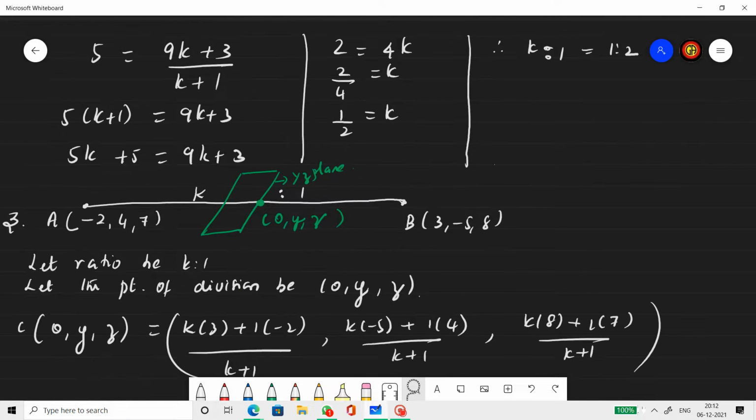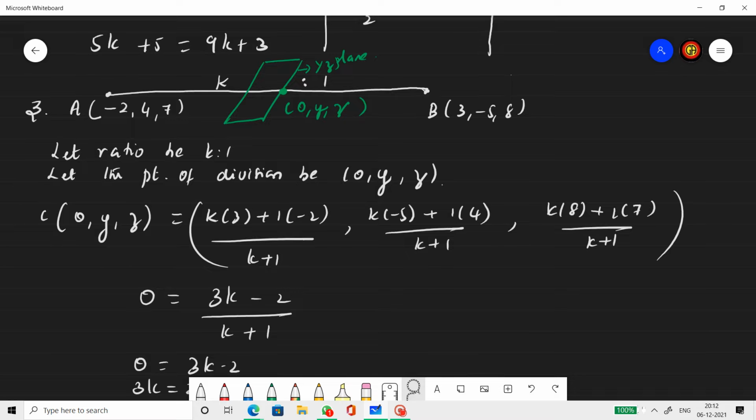Okay. Now the next question. The next question goes like this. A line segment joining A and B is divided by the YZ plane. Find the ratio by which it divides and also find the point of division. Hope you understood. A line segment joining AB is divided by YZ plane and we need to find the ratio, also the point of division.